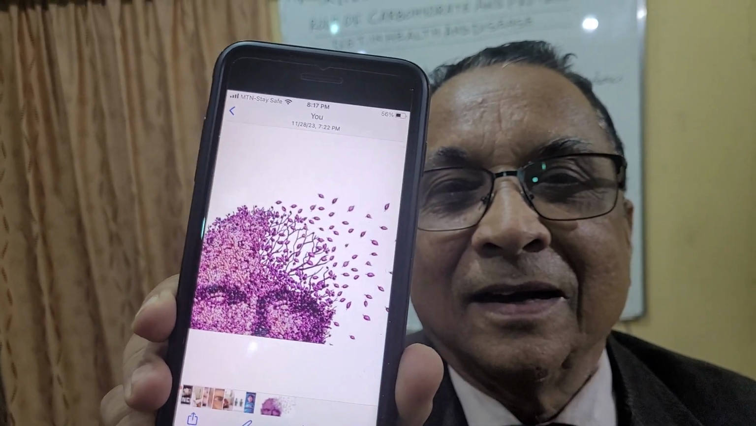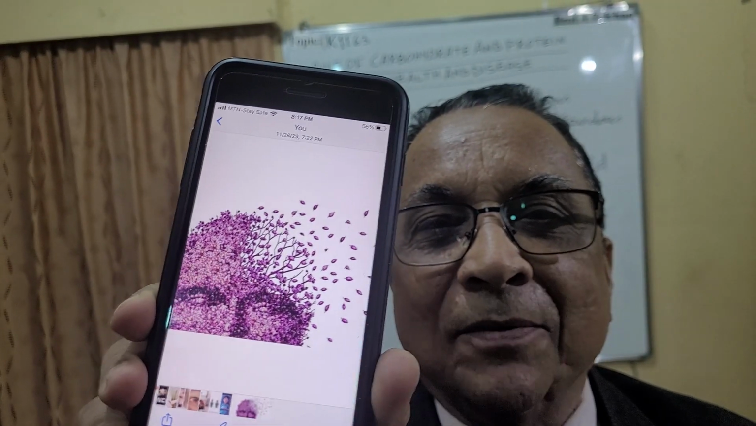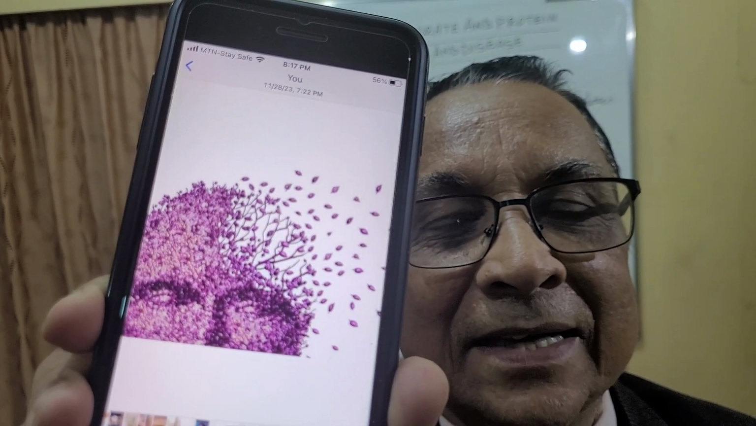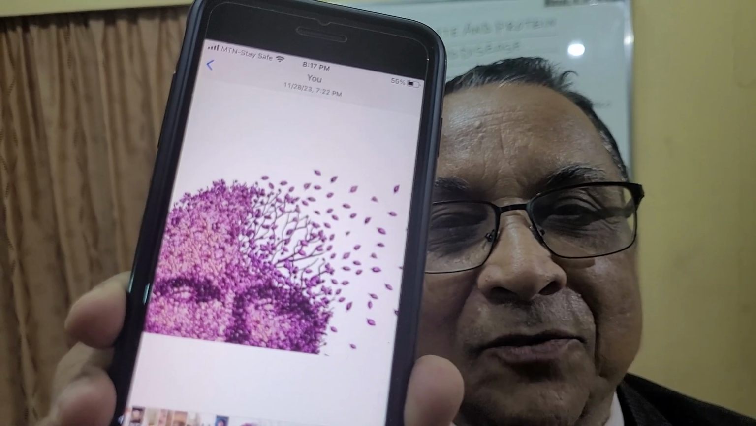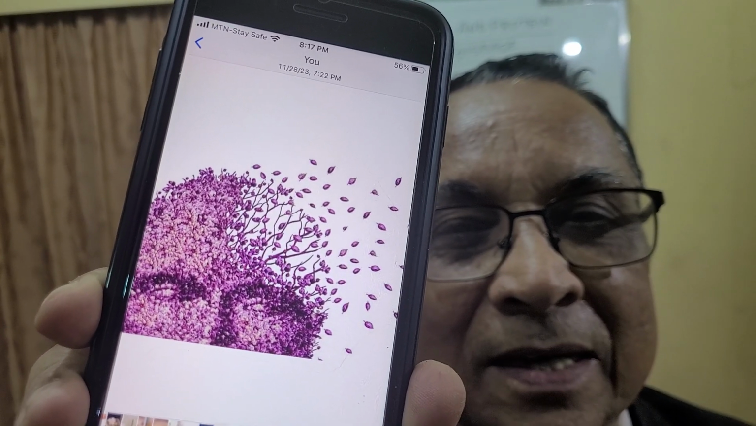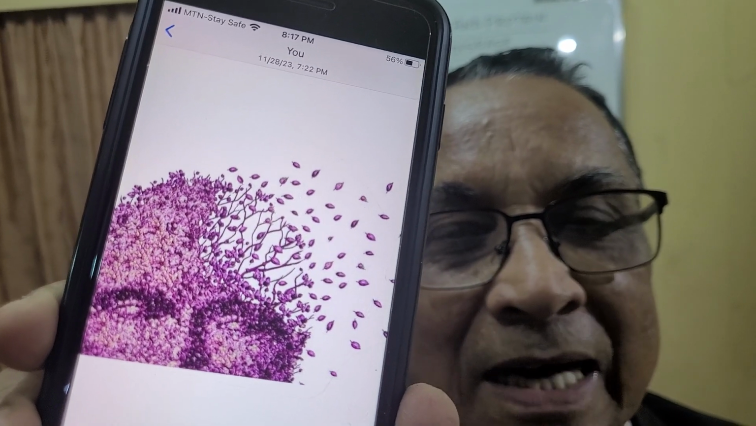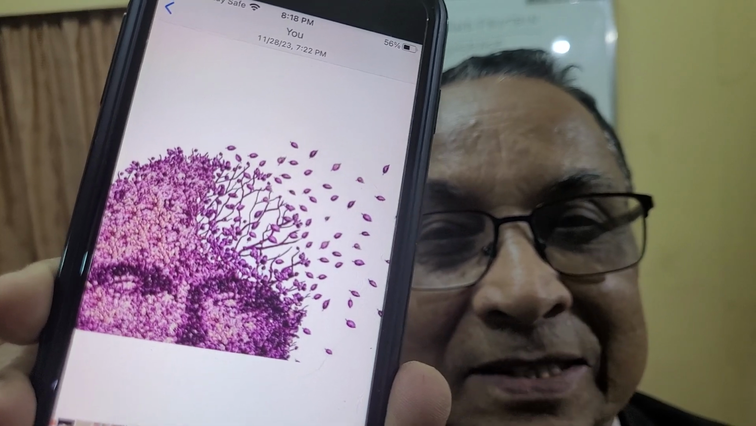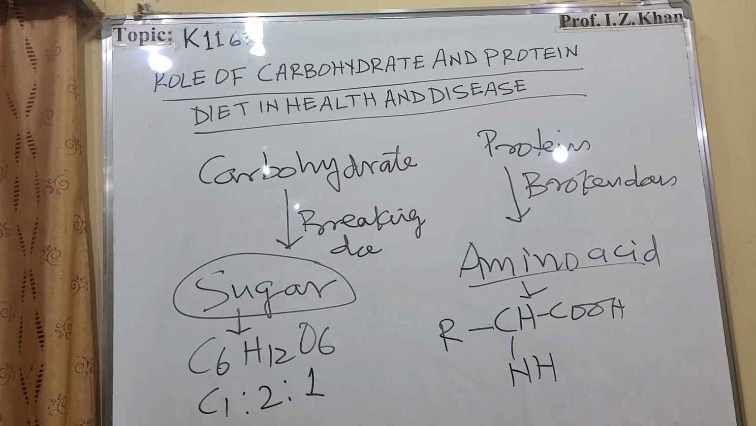This image is given of losing all your memory. It looks like all your neuron cells are flying because of taking a lot of sugar, and you are losing your memory, and you are going towards Alzheimer's, a chronic condition of dementia. It is because of excess intake of sugar.